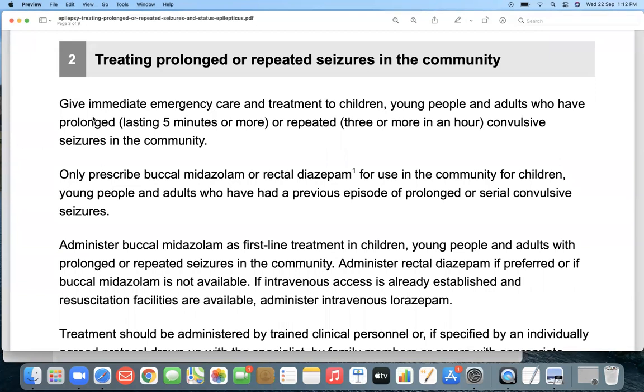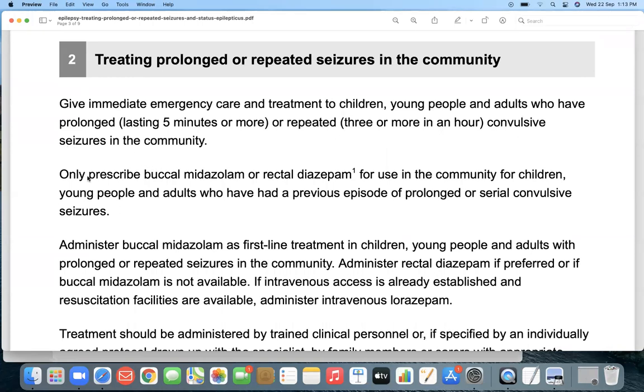Here it's mentioned, treating prolonged or repeated seizures in the community, give immediate emergency care and treatment to children, young people and adults who have prolonged seizures lasting 5 minutes or more. Repeated means 3 or more in an hour, but for repeated you should add something here: repeated without regaining consciousness, meaning the child did not regain consciousness and the seizure is continuing. This will be the definition. So prolonged is 5 minutes or more, and repeated is 3 or more in an hour.